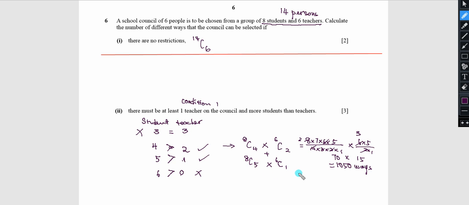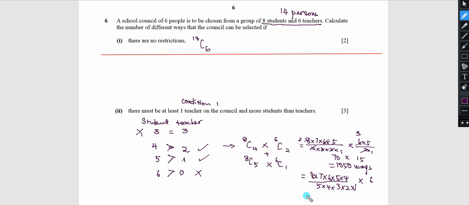So 8C5 will give you this one. It's 8 times 7 times 6 times 5 times 4, the 5 of them: 1, 2, 3, 4, 5. So below is 5 factorial, 5 times 4 times 3 times 2 times 1. Okay. Now 6C1 basically is 6.